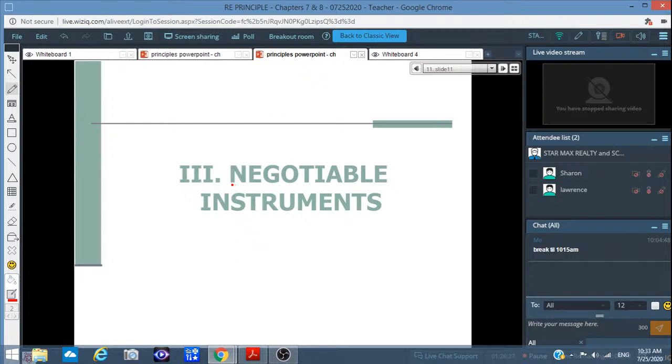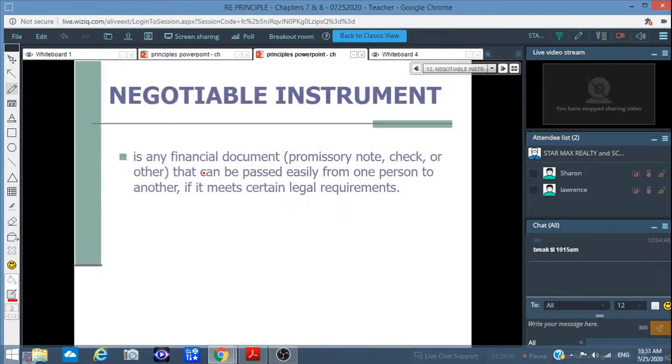Negotiable instrument. What is a negotiable instrument? It's something of value. 有价值的东西。Any financial document. 就是关于有钱的这个纸张。Promissory note 借款书, check 支票, or other things like a stock certificate, bond issues, option rights, that can be passed easily from one person to another. 可以交换的。Or it meets certain legal requirements.